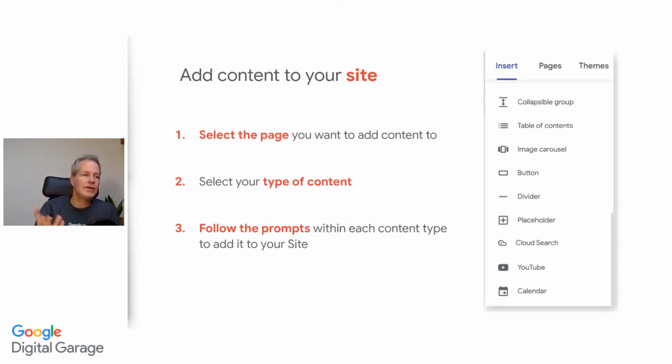All right, add content to your site. You can now go across to insert, which we haven't really touched on so much. You can select the page you want to add content to. That's within pages. Select the type of content. Follow the prompts within each content type to add it to your site.